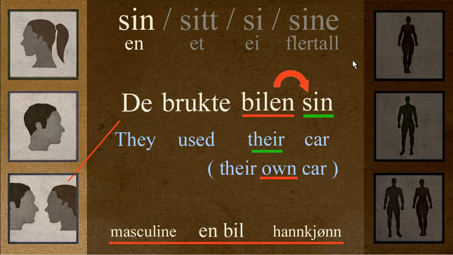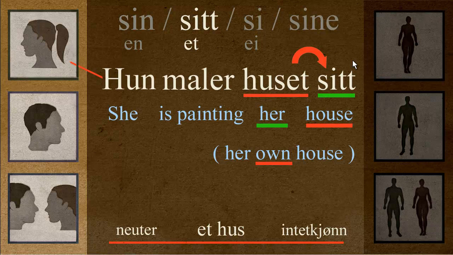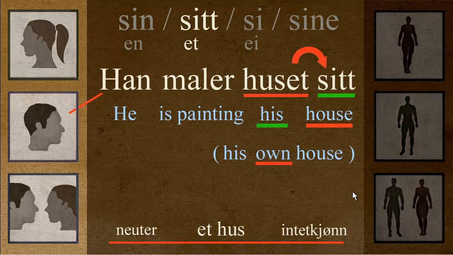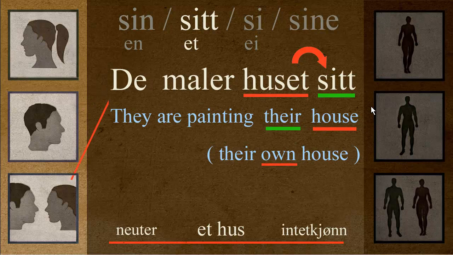Okay, so watch. Here's sitt. Hun maler huset sitt. She's painting her house, her own house. And see how it changes to sitt because of the noun. Et hus is a neuter noun. And han maler huset sitt. It doesn't change, right? It doesn't change anything about this. The only thing that changes is it's han that's doing it. So keep that in mind. De maler huset sitt. They're painting their house.